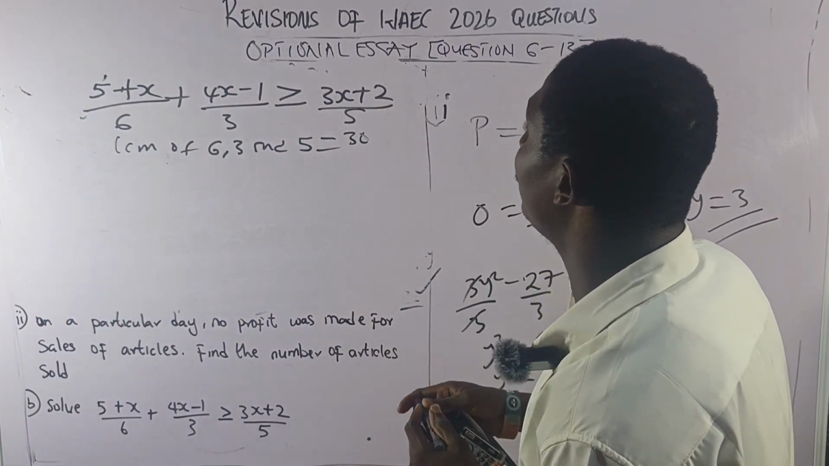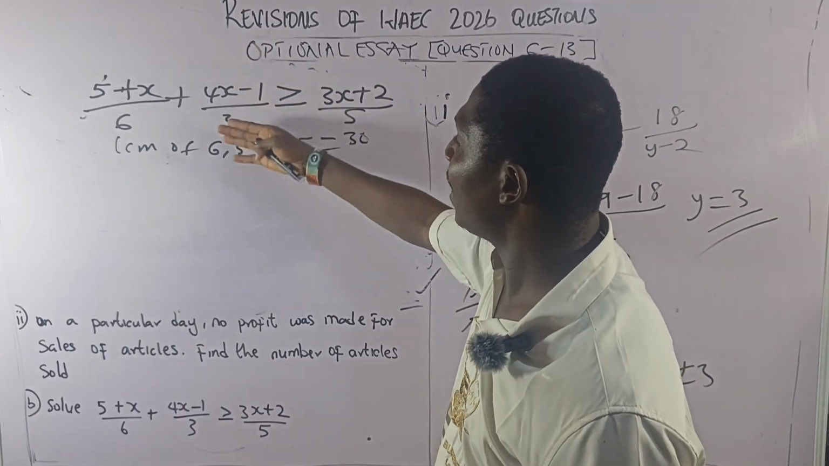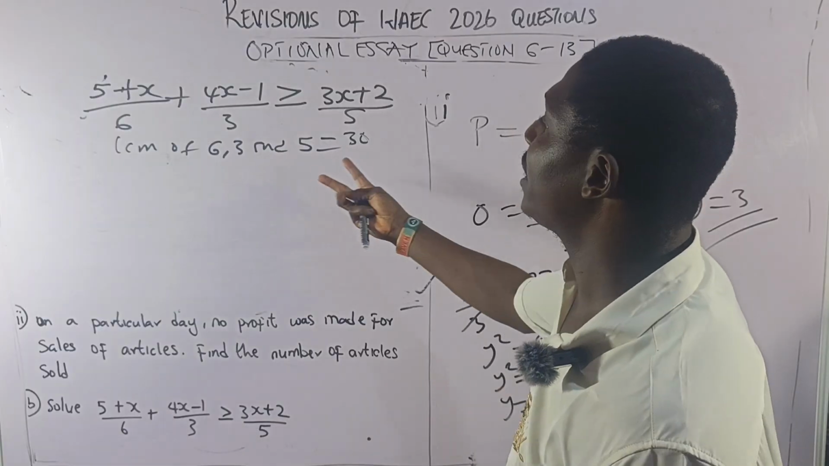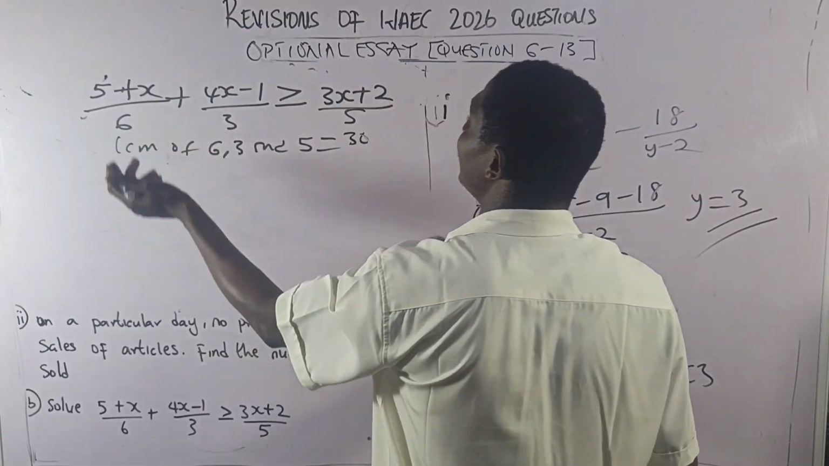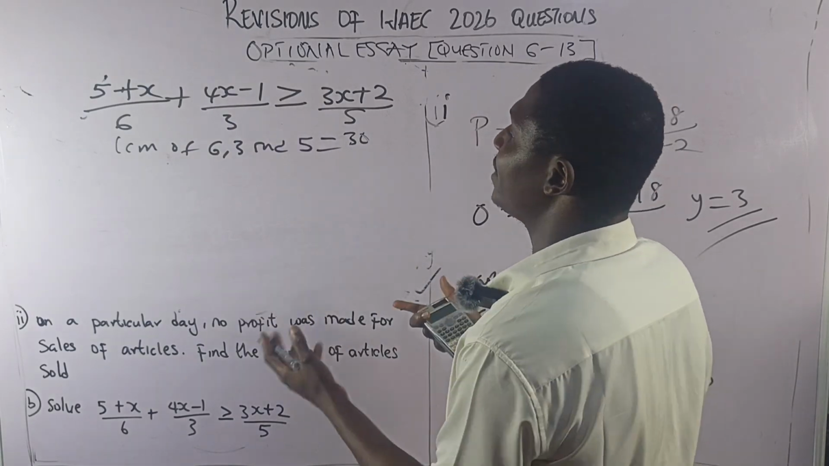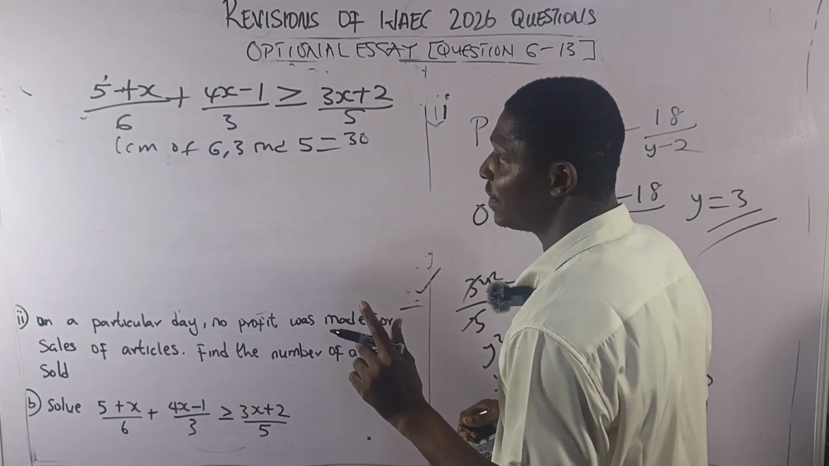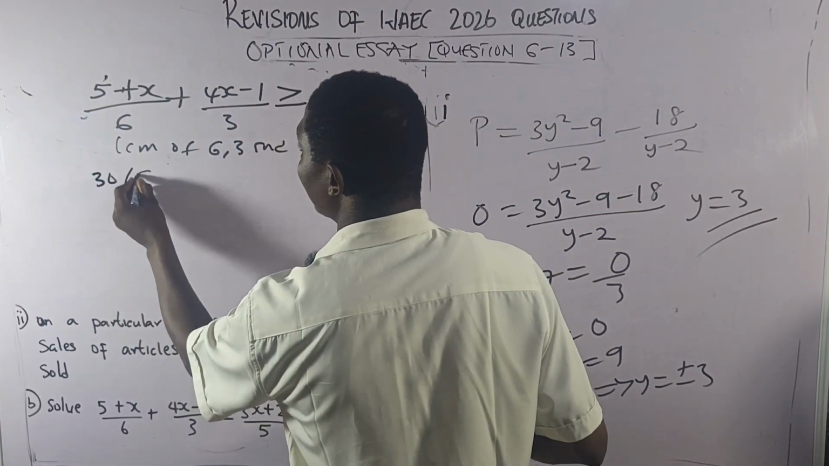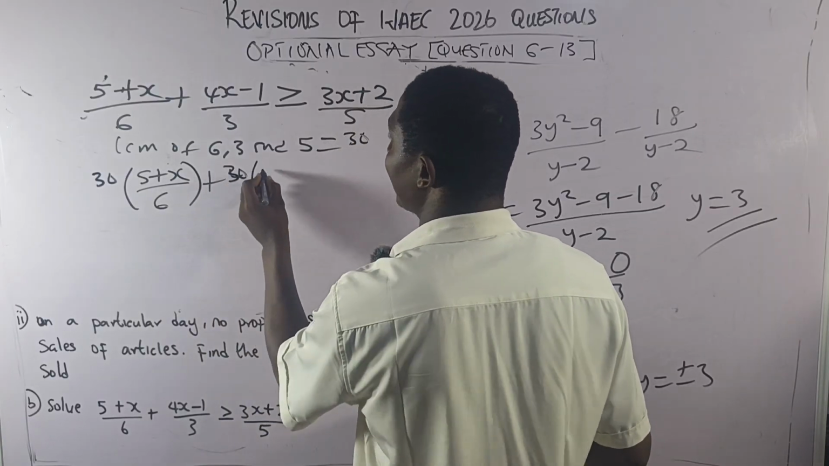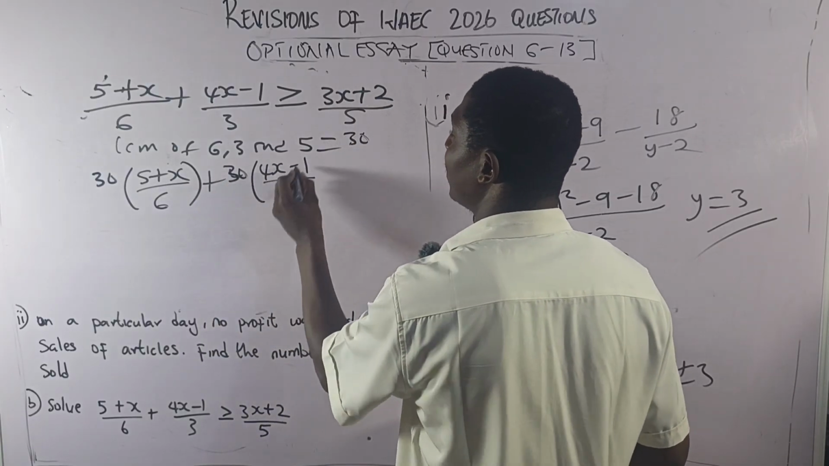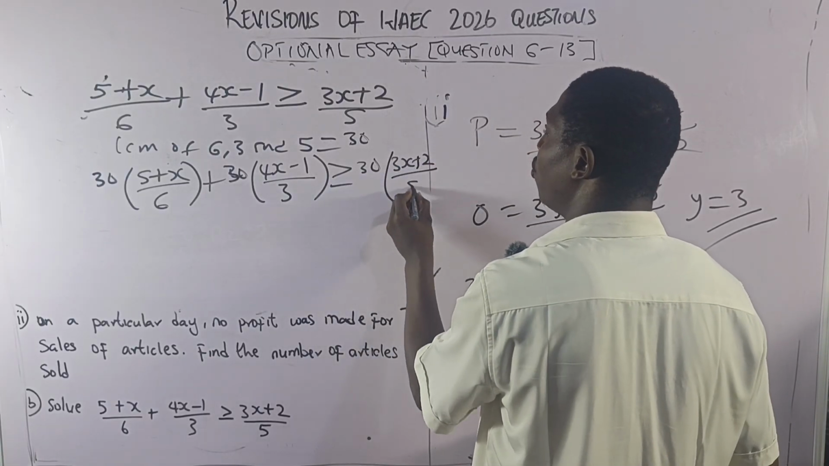Now, if we got 30, we'll use our 30 to multiply all through. Please, whenever you are given an inequality, no matter the expression, and the values are in terms of fractions, ensure you take the LCM and use the LCM to multiply across. Don't take only these two, because after that you will take an LCM again. So take the LCM and use it to multiply each of the terms. Here we have 3 terms: first term, second term, and third term. Please take note. So we have 30 in bracket (5 plus x) over 6, close bracket, plus 30 bracket (4x minus 1) over 3, greater than or equal to 30 bracket (3x plus 2) all over 5.